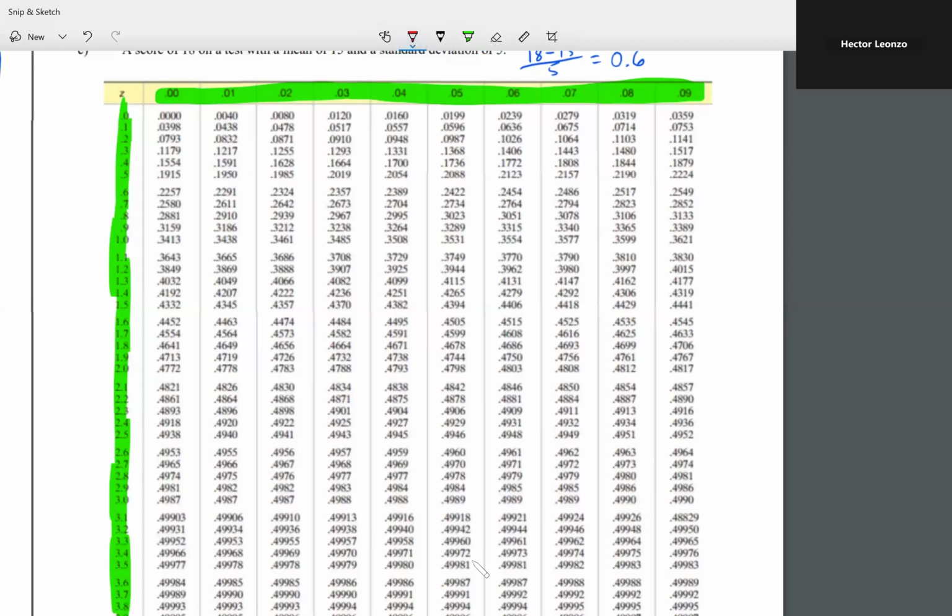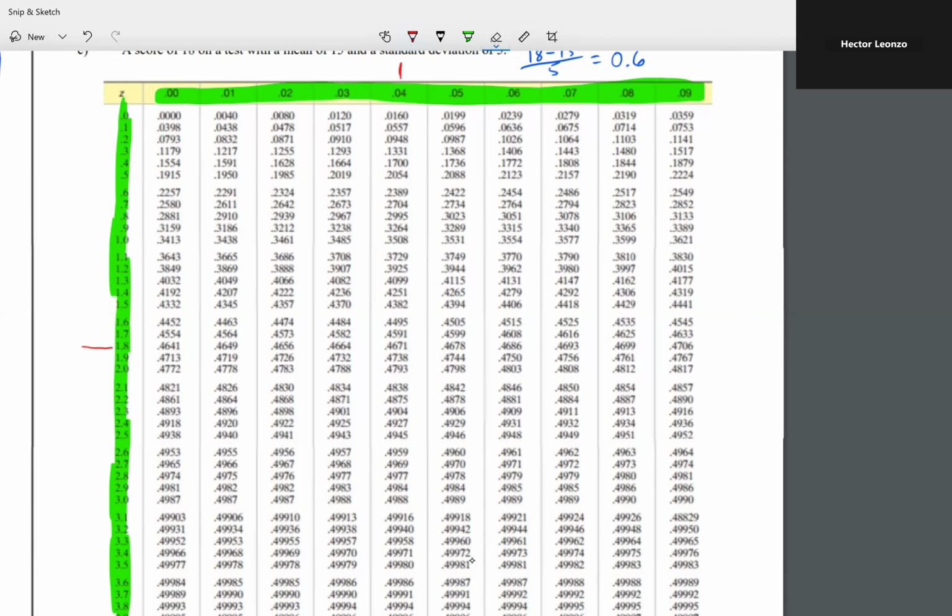So let's say I asked you guys to do 2.69. So 2.6 on the left is right here. The 9 is right here. So they meet at 0.4964, right? 0.4964. Some of you might be even wondering, okay, Mr. Leonzo, what will this one be? If you look on the left is 1.8. If you look on the top is a 0.04. So that gives me my decimal 1.84.